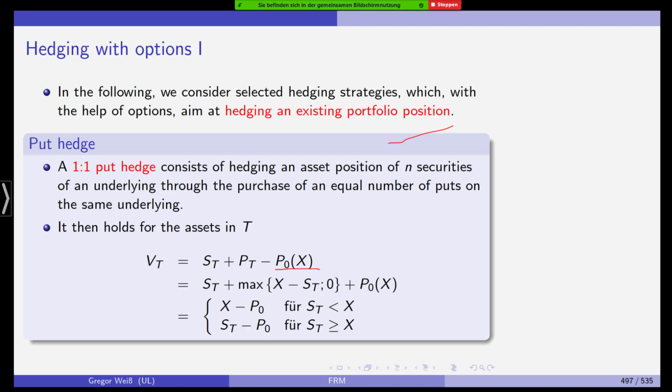Okay, so we've bought the put, we sell the put, we sell the underlying. The payoff for the put is given by the maximum of X minus ST, or 0. And if we now combine this, you can see that the value is given by X minus the put price P0 for ST smaller than X, or ST minus P0 for underlying prices that are larger than the strike. So that's the hedged position.